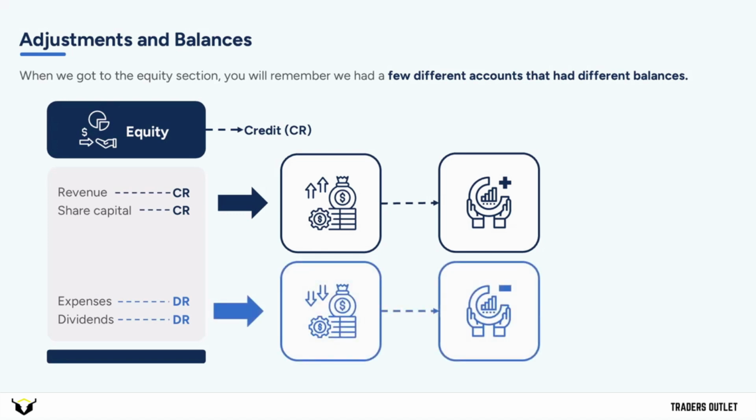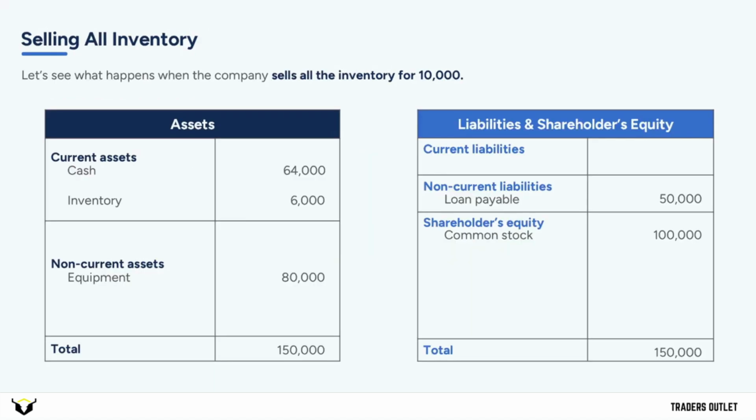Okay, let's move to the next transaction where we see the company sell all the inventory for $10,000. So far, our debits and credits have been just one debit with a matching credit. In this instance, we're going to have two debits and two credits. So it's a bit more complicated, but don't worry, I've got your back. So I typically like to start with cash. What's happening with cash? Well, cash is increasing by $10,000.